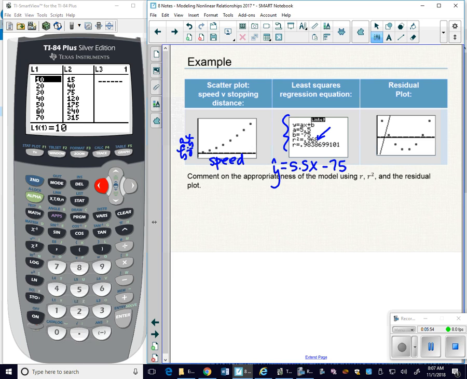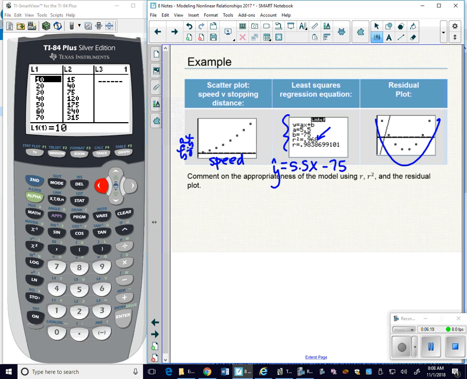But once you look at the residual plot, I really hope that stands out to you, because there is a very, very distinct pattern in that residual plot. That curve, this pattern right here, tells me that a nonlinear model is more appropriate. I should not be using a linear equation to make predictions about stopping distance based on the speed, because the data really isn't linear. And that's what the residual plot is telling me.